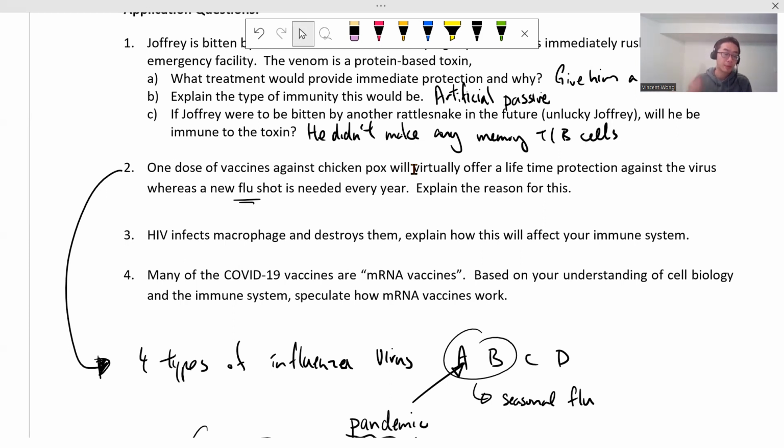There's a book by Bill Gates called How to Prevent the Next Pandemic. I just read it last month. It's pretty good. If you're interested, you can look it up. It talks about all these things.